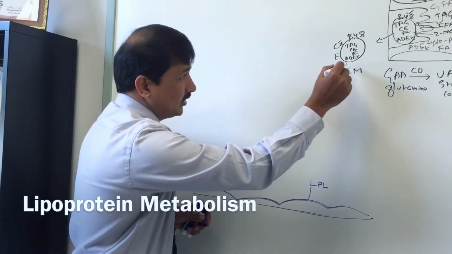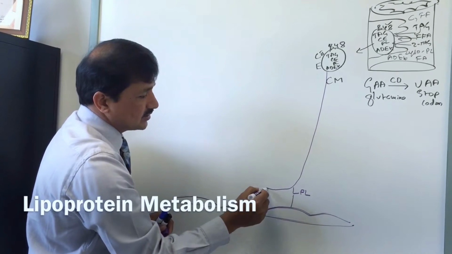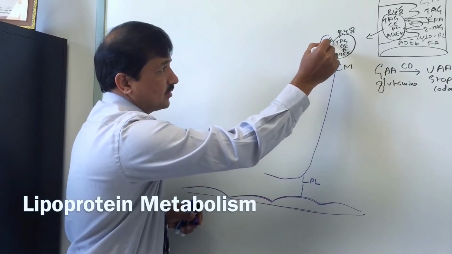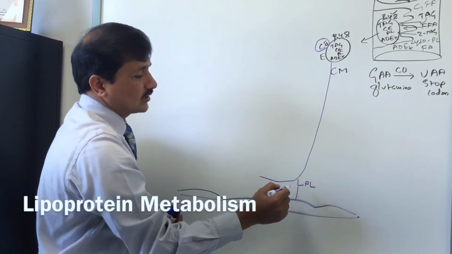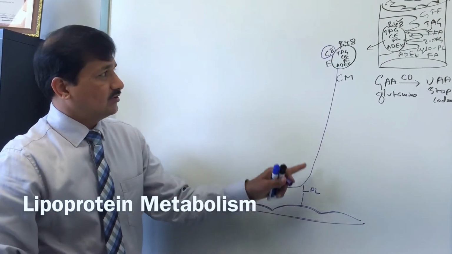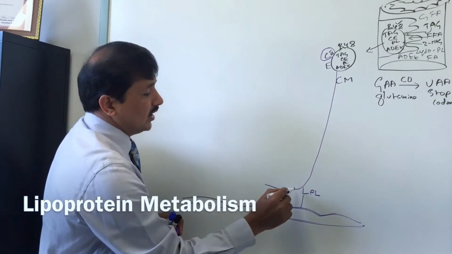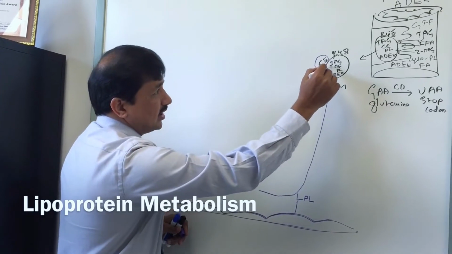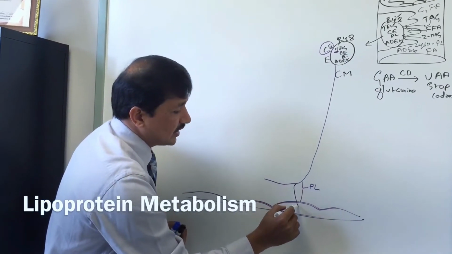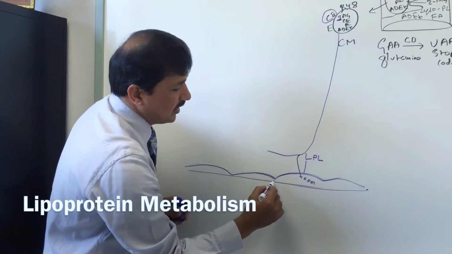Now your chylomicron is moving in the circulation. As it is moving through this lipoprotein lipase, the ApoC2 is going to activate the lipoprotein lipase enzyme. In connection with the ApoC2, lipoprotein lipase is activated, and it breaks down triacylglycerol present in the chylomicrons and releases free fatty acids. That free fatty acid will be taken up by the peripheral tissue.